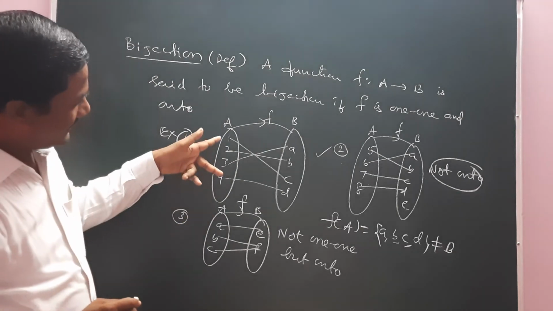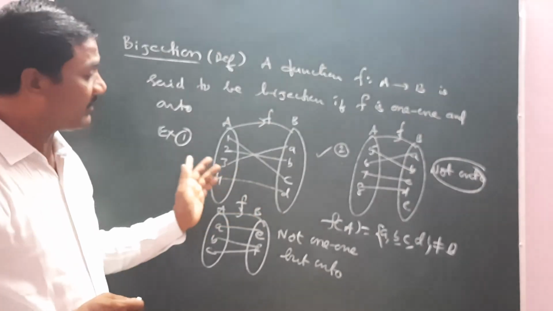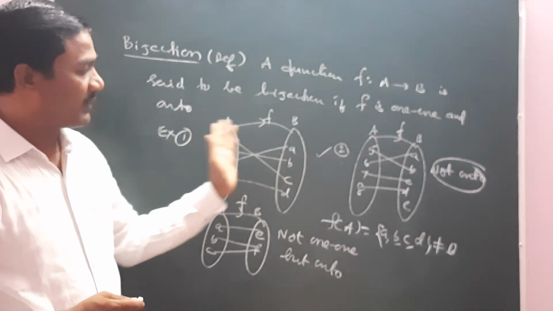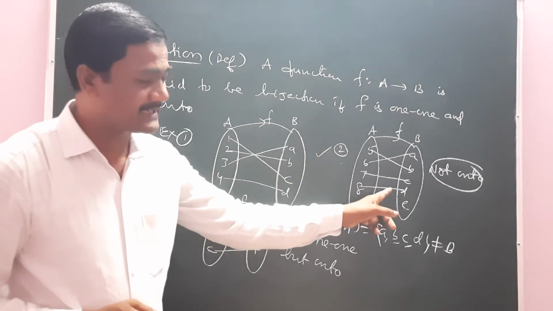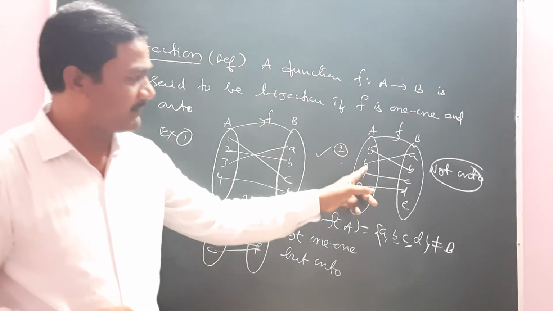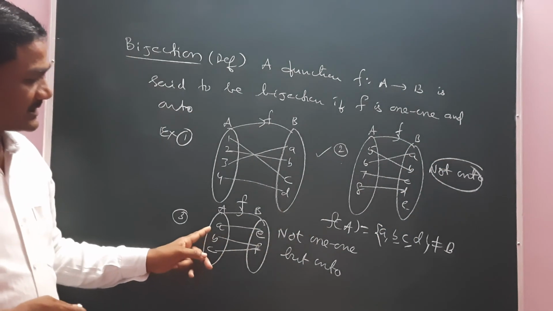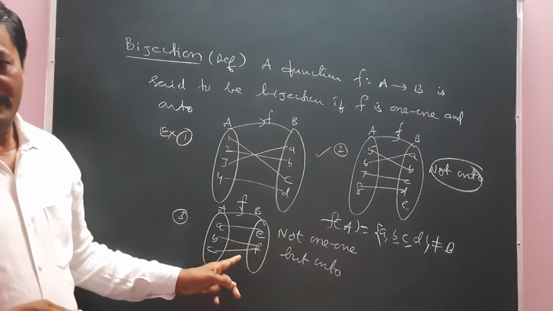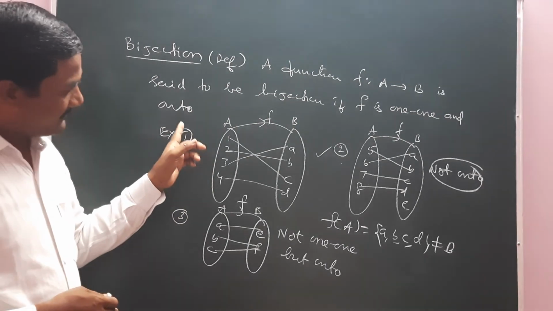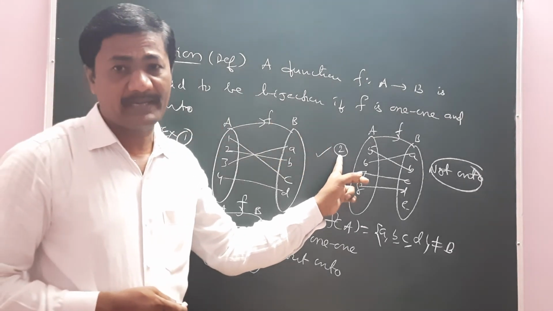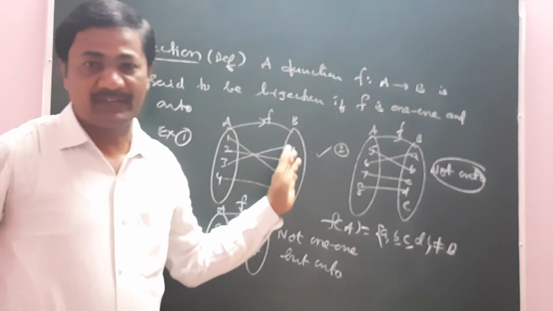In example 1, the number of elements in A is always 4, and the number of elements in B is also 4. Then only there exists a 1-1 and onto. For example 2 and example 3 there does not exist such a case. Example 2 is not onto but 1-1. Example 3 is not 1-1 but onto. Therefore, of these 3 examples, the first example is a bijection, the second is not a bijection, the third is not a bijection only, right? Thank you very much for good listening.